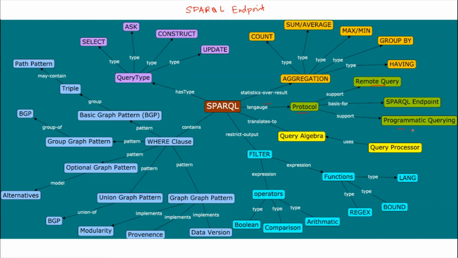So for example, you know that there is a SPARQL endpoint and you want to query it through programs. You can write a Python program or a Java program, and from the program you can write a query, send the query to the server end, receive the answer and then do further processing, right?